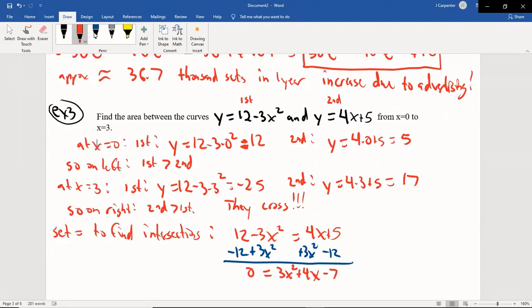This is factorable. Whether you use the AC method or trial and error, that is up to you. Trial and error is not too bad because there's not a lot of options here, so we get 0 equals. But if you're big on the AC method, again, just make sure you know how to do that. The 3 times the 7 is negative 21.